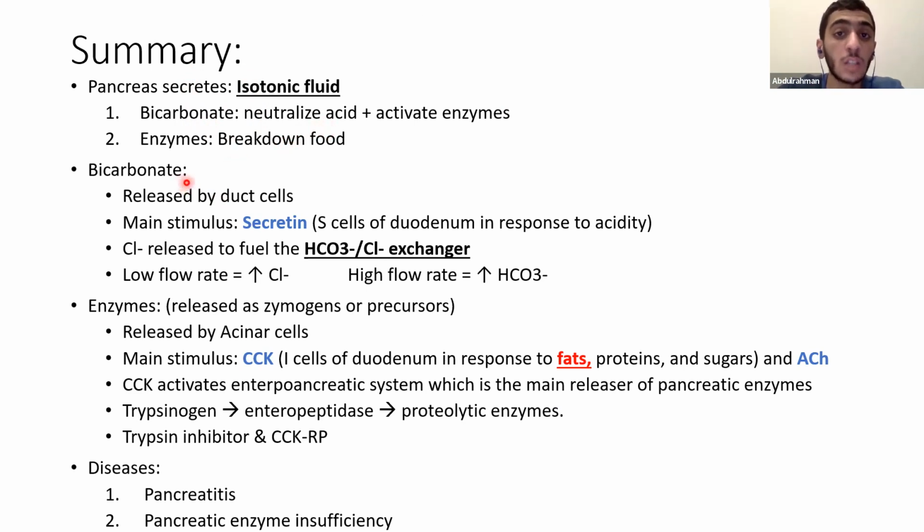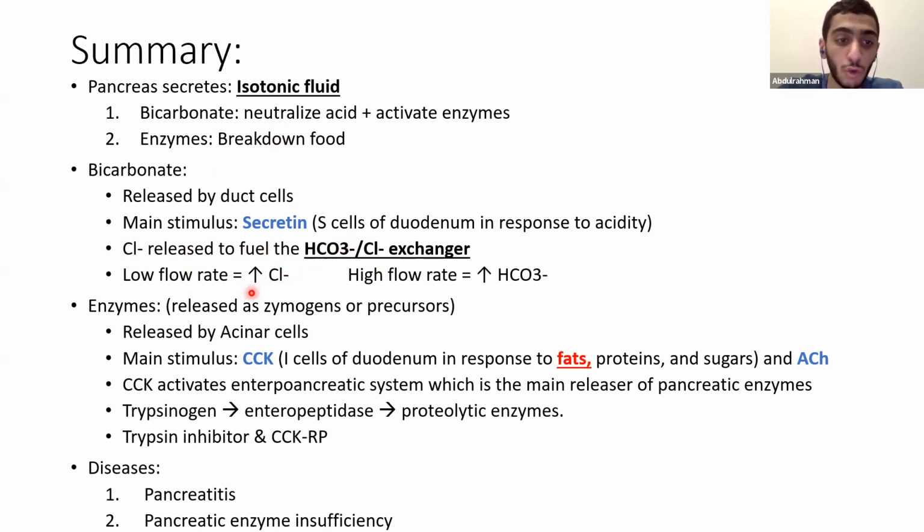The bicarbonate is going to be released by the duct cells. The main stimulus hormone is secretin, which is in response to acidity, because we have too much acid, so we're trying to release secretin, to release the bicarbonate, to get rid of the acid. Now, secretin is going to activate a cyclic AMP pathway, which activates a CFTR channel. The CFTR is going to release the chloride, which is going to be the driving force for an HCO3-/Cl- anion exchanger. This is going to release the bicarbonate to the outside.